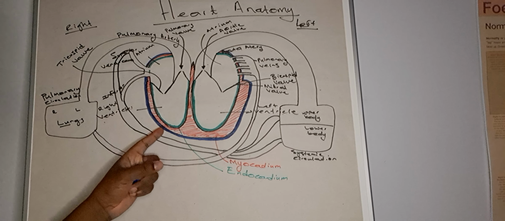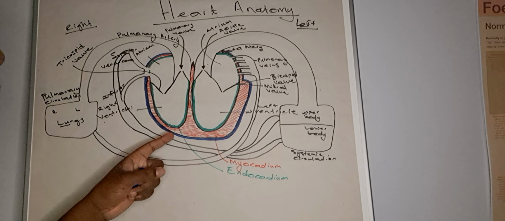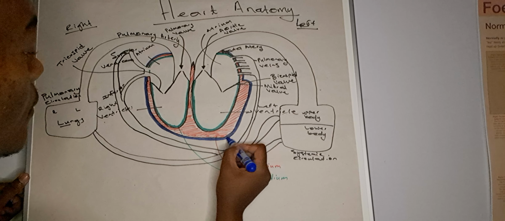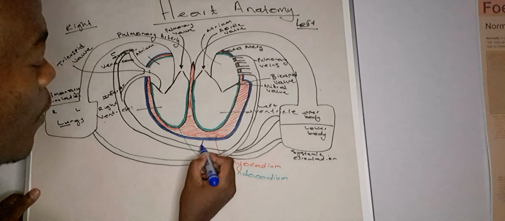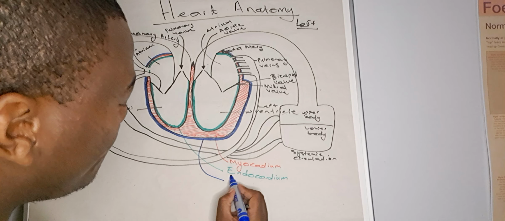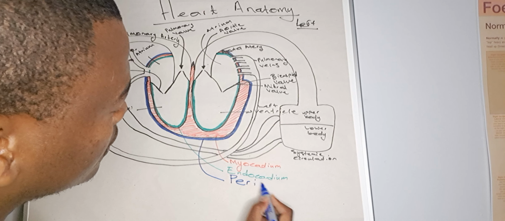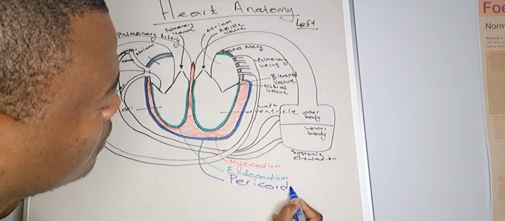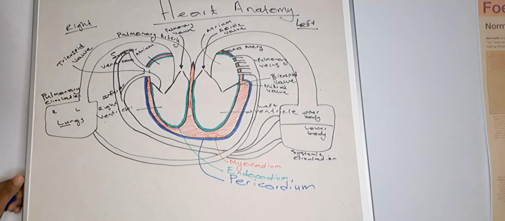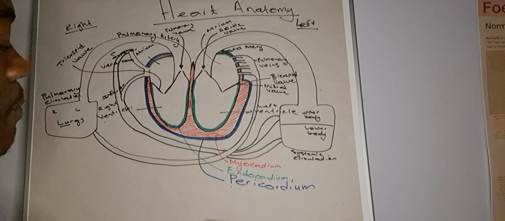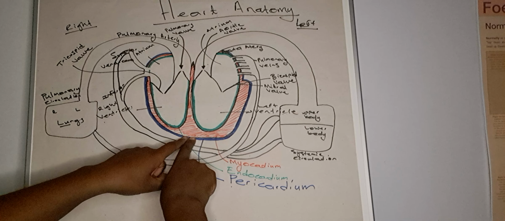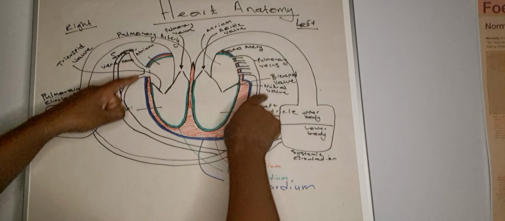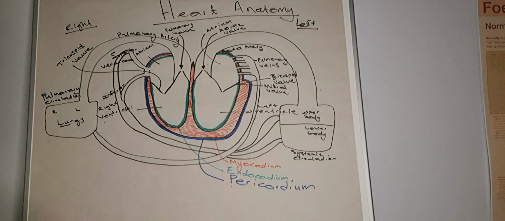What is the name of this layer that is outside? Do you see that we have a layer in blue? What is the name of the layer that is just after this myocardium? This layer, we call it pericardium. Peri means circle. Peri means perimeter. Now, what is the function of this layer that is outside, surrounding the heart, giving the heart this circle?